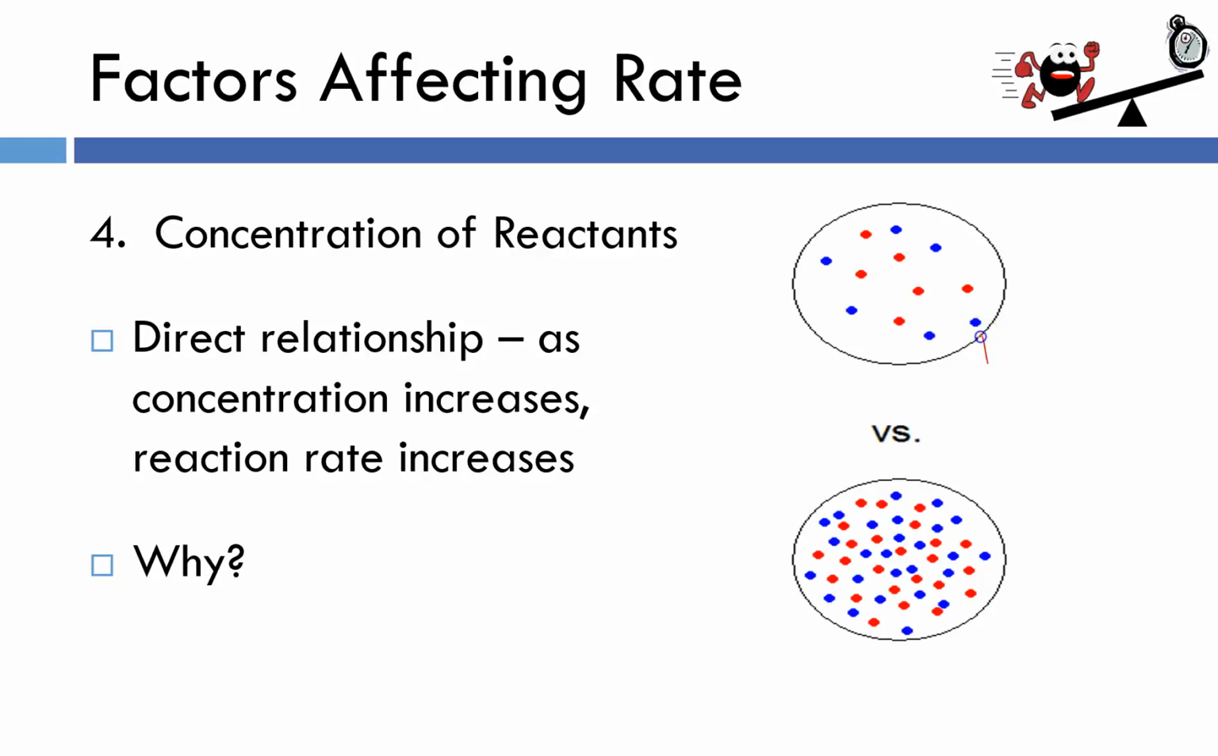Here we have low concentration up top, high concentration below, and I think it's pretty self-explanatory just by looking at the pictures. If the red and blue dots represent our reactants, there is a much greater chance of them colliding in the high concentration circle at the bottom, just because there's not as much space for them to move.